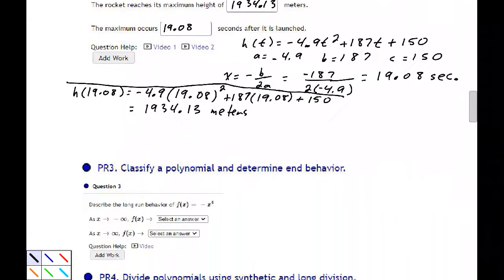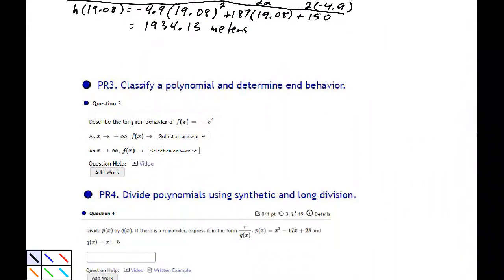Right, next, we have PR3, classify a polynomial and determine end behavior. And so question 3 says, describe the long-run behavior of f of x equals negative x to the fourth. And it says, as x approaches negative infinity, f of x approaches blank, and as x approaches infinity, f of x approaches blank. Now, we've kind of talked about this in class, the infinity notation, but really, the choices come down to: does the function fall left or rise left? Does the function fall right or rise right?